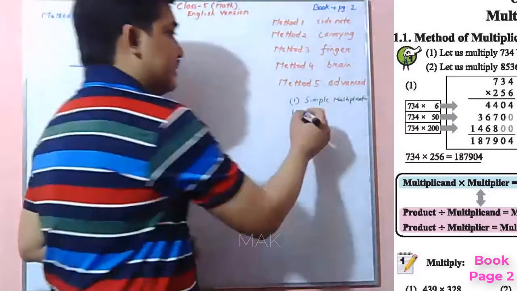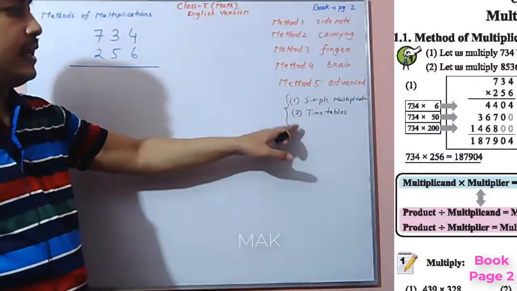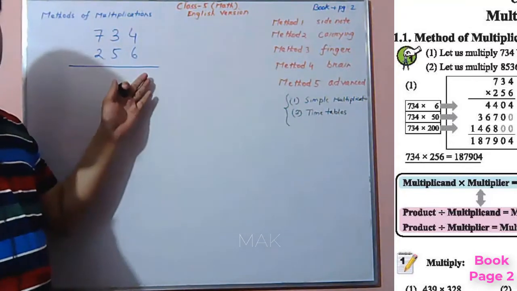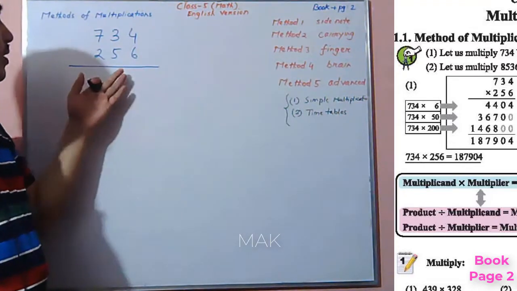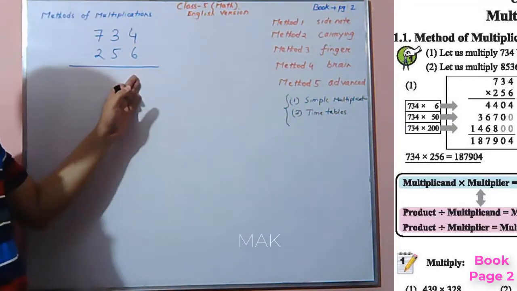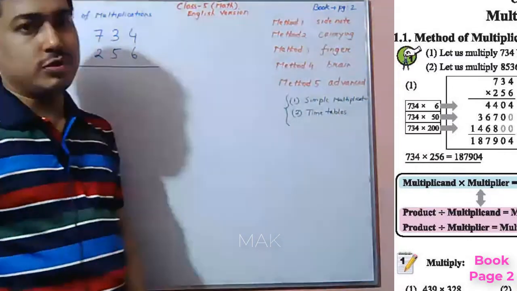You need to know timetables. If you know these two things, then you can come here, and if you watch this video, it will be easy for you to understand these methods of multiplication. The very first method that we are going to discuss in this video is by using side notes.